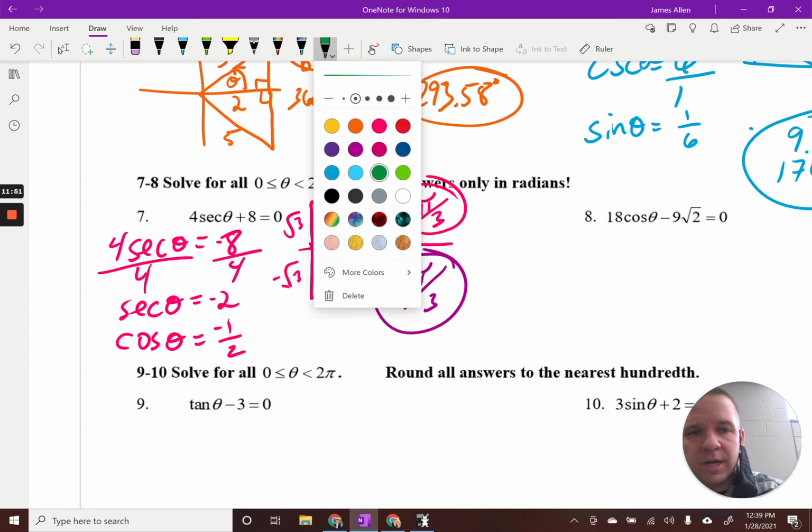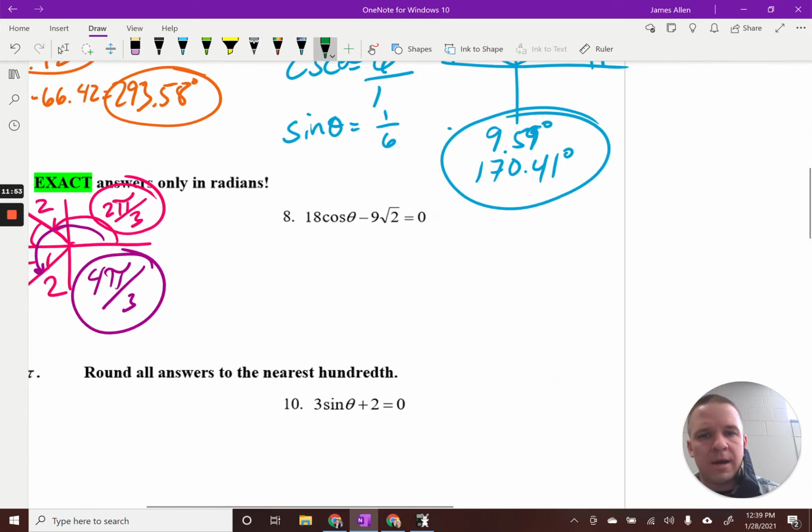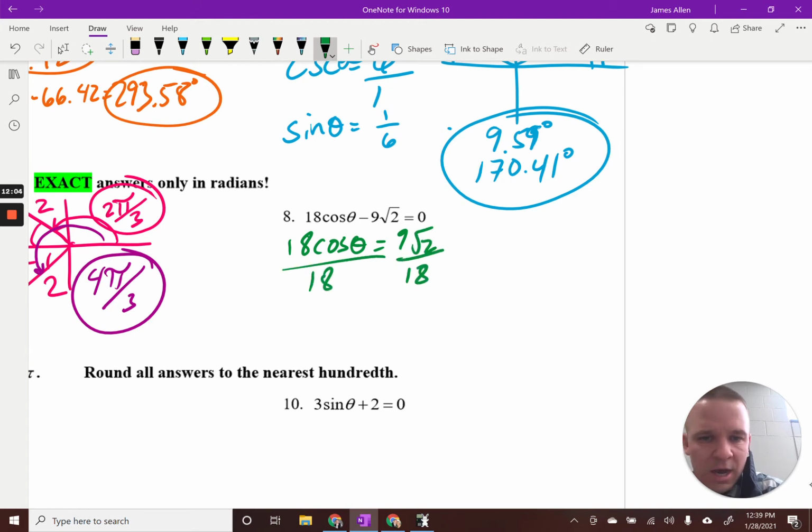Let's keep cruising. Green. All right, so I'm going to add. So I get 18 cosine of theta. This looks terrible right now, doesn't it? But I think it's going to work out okay. Divide by 18, and that reduces down to root 2 over 2. So cosine of theta is equal to root 2 over 2.